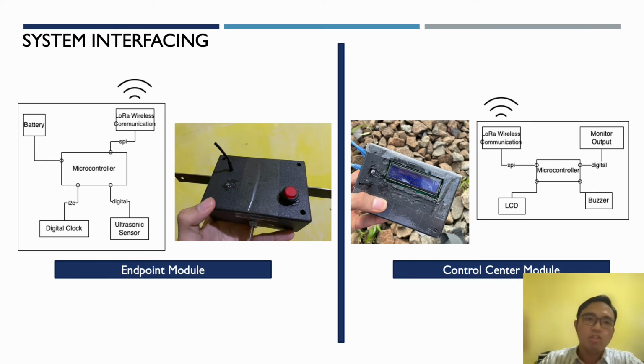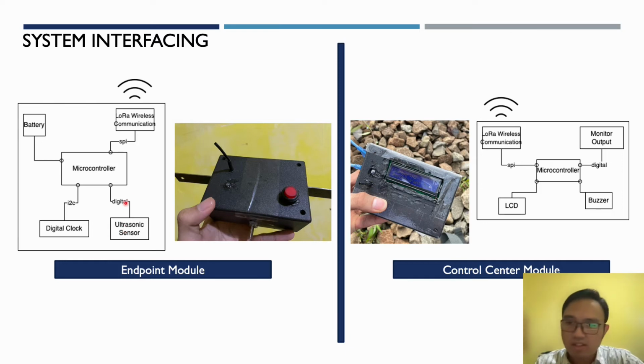And next, we will talk about system interfacing. This figure shows two different modules. On the left side is the endpoint module, and the right one is the control center module. The endpoint module functions to retrieve primary data that describe the status of the track and then transmit data from the rail infrastructure to the control center.